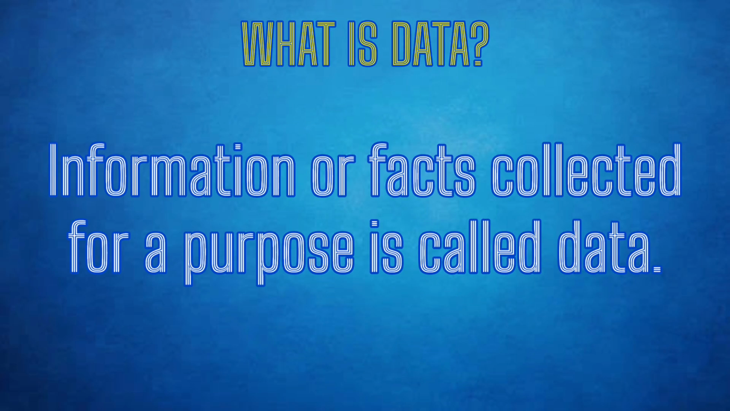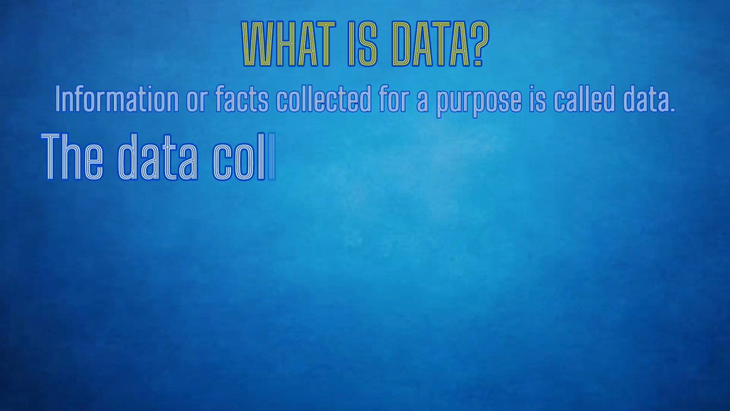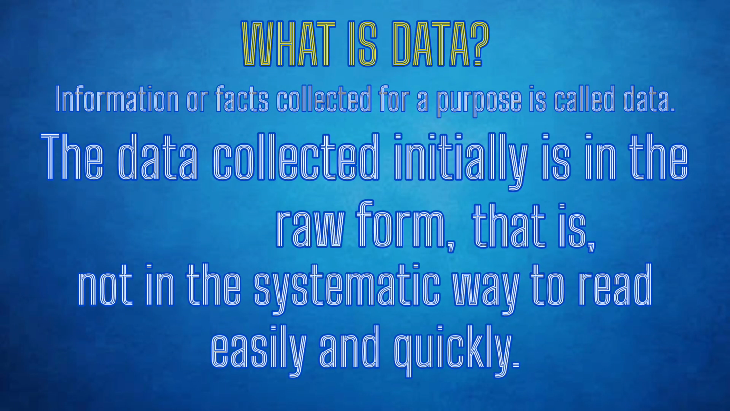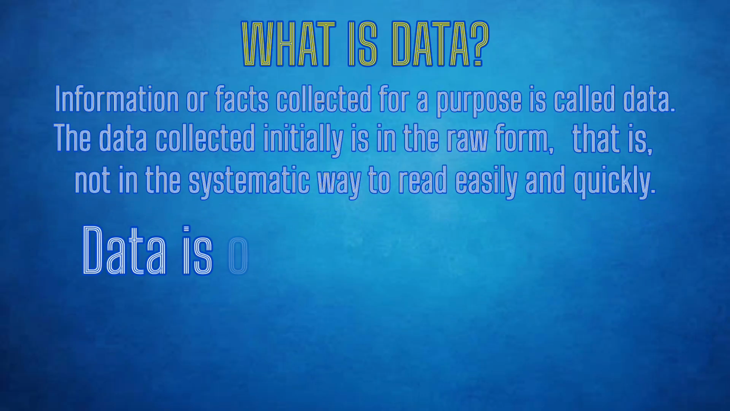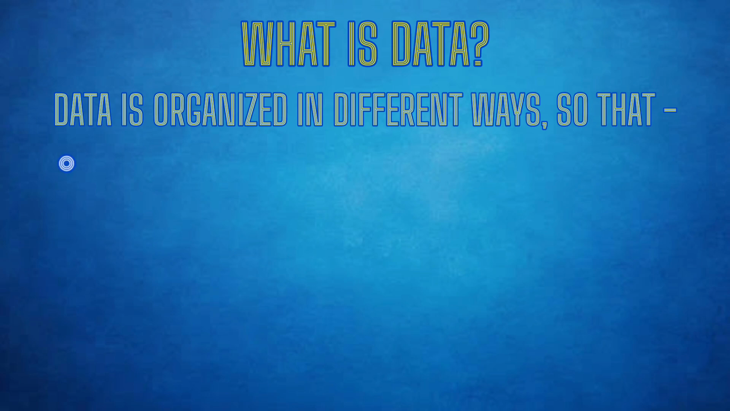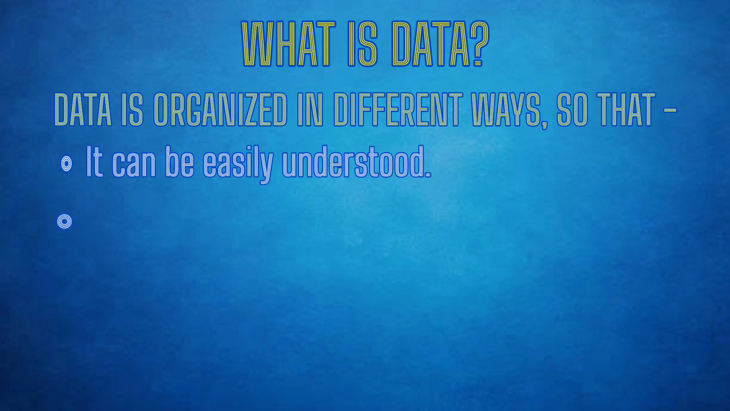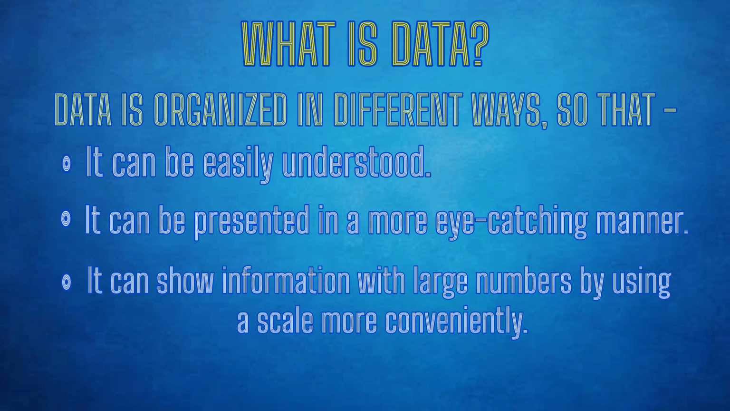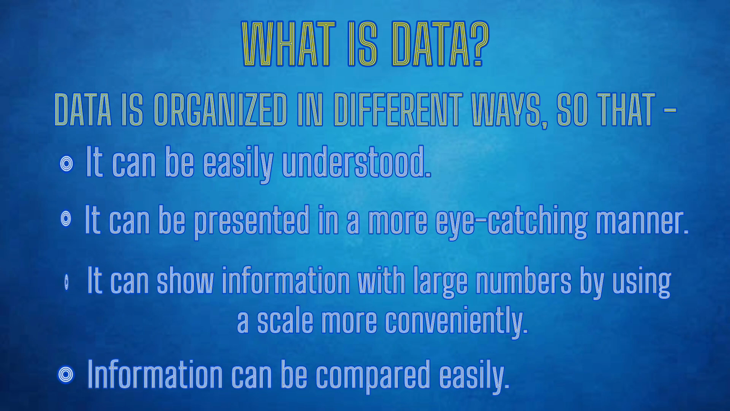Information or facts collected for a purpose is called data. The data collected initially is in the raw form, that is, not in a systematic way to read easily and quickly. Data is organized in different ways so that, point number 1, it can be easily understood. Point number 2, it can be presented in a more eye-catching manner. Point number 3, it can show information with large numbers by using a scale more conveniently. Point number 4, information can be compared easily.